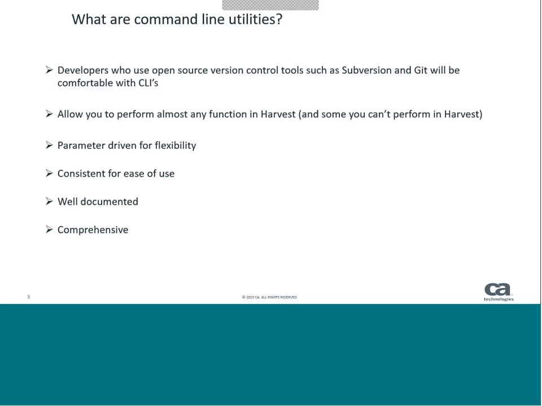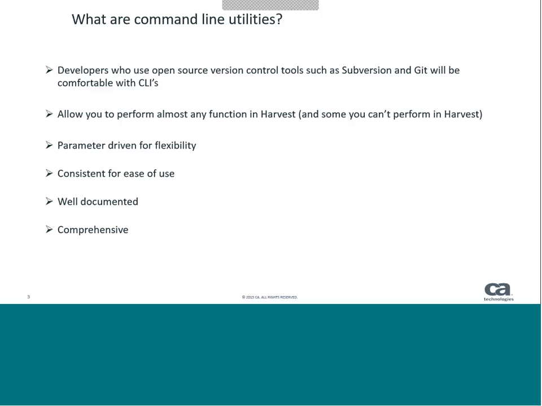Harvest allows you to perform almost any function with command line utilities. And there's actually some functions that you can perform with command line utilities that there is no way to do in the actual Harvest user or administration interface. They're very, very flexible because they're parameter driven. You can drive these command line utilities from scripts. You can drive them from Harvest itself. You can drive them from web pages. You can drive them from anything that you can think of. It's a very powerful tool for doing any type of work, and it's very flexible.